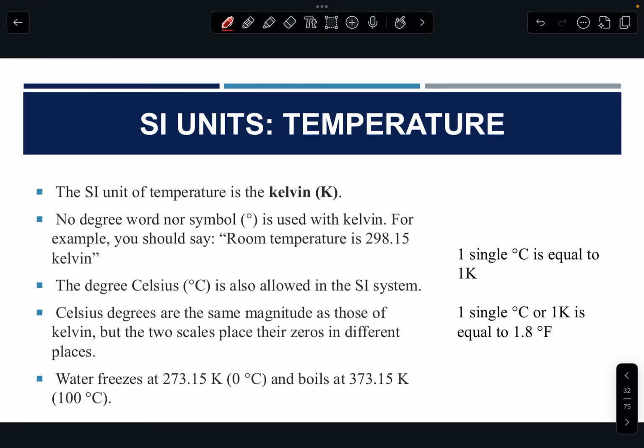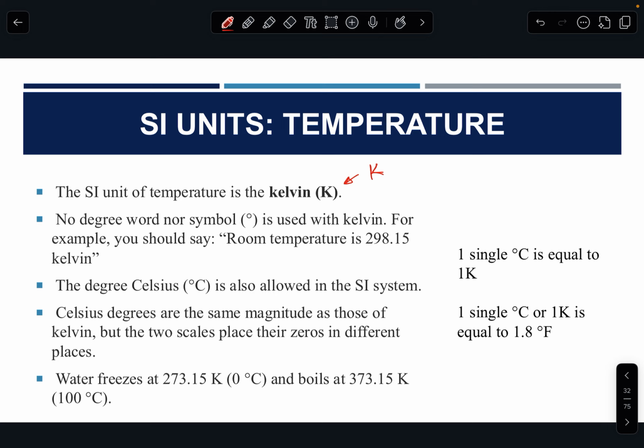Temperature. Now, when we talk about temperature in chemistry, we are pretty much going to use Kelvin all the time. That is going to be our standard unit. So it is the Kelvin. You don't use the degree symbol for that. You just use the word Kelvin. So you'd say room temperature is 219.15 Kelvin. And you can also use Celsius commonly, but Kelvin is going to be more accurate.